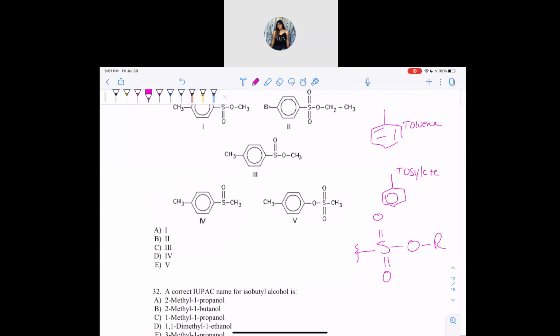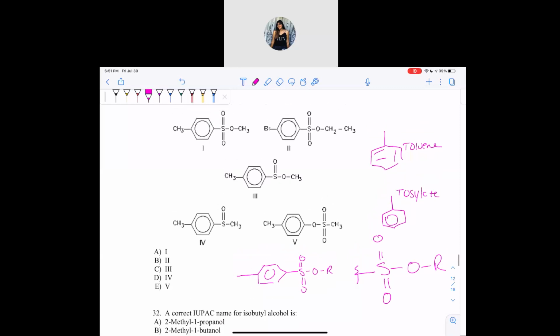So if we just attach these two things together, we're looking for something that looks like this. And the only one that fits the bill is number 1. So just remember, the O comes after the S, and there are 2 oxygens here. A lot of people get tripped up on this one, so please know what mesylate and tosylate look like. S is just sulfur.